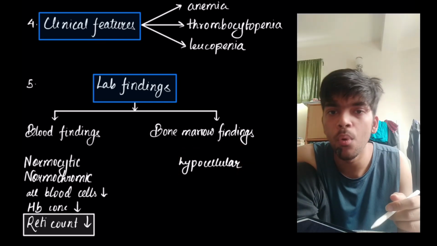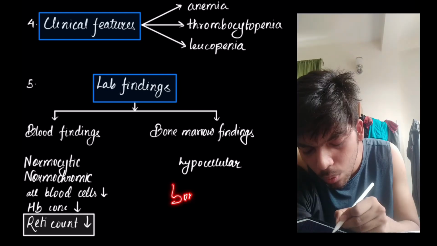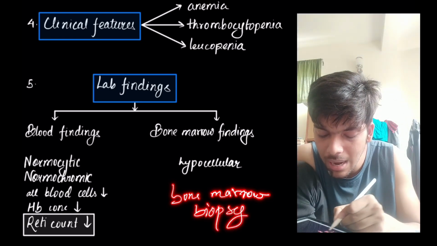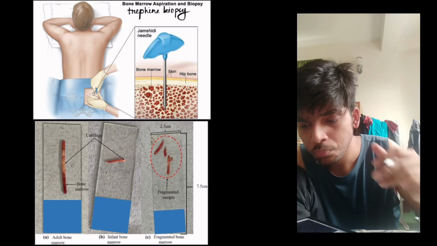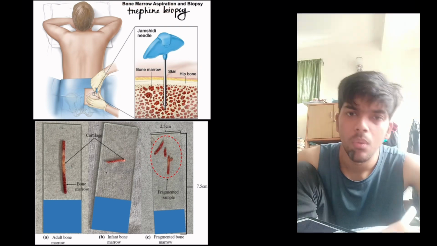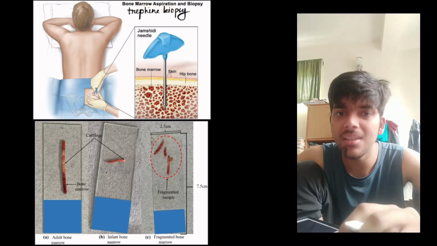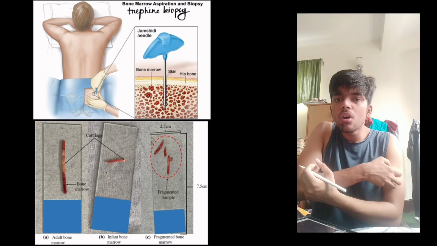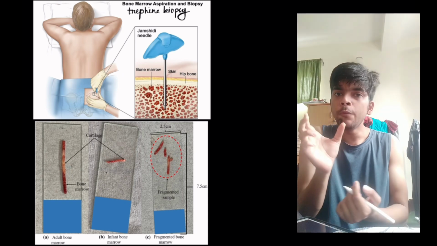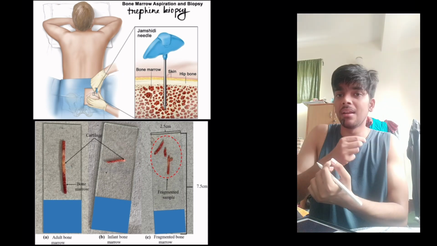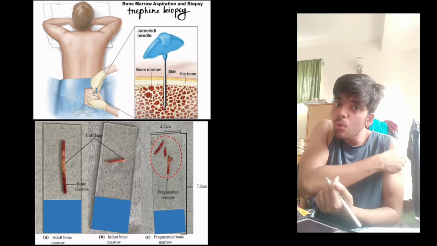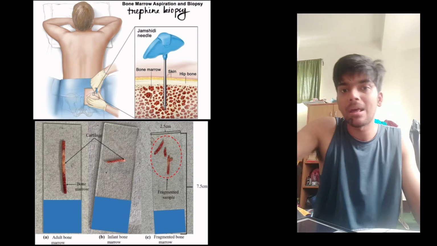In order to observe bone marrow findings, you carry out something called a bone marrow biopsy. So let's look at how exactly this biopsy is carried out. In a bone marrow biopsy, you take a bone marrow aspirate. What is aspiration? Aspiration is the process of drawing something out of your body by suction, especially with the help of a needle. For example, if you take a needle and draw blood out of your vein, that's your blood aspirate. Similarly, if bone marrow is being drawn out of your bone, then that is bone marrow aspirate.